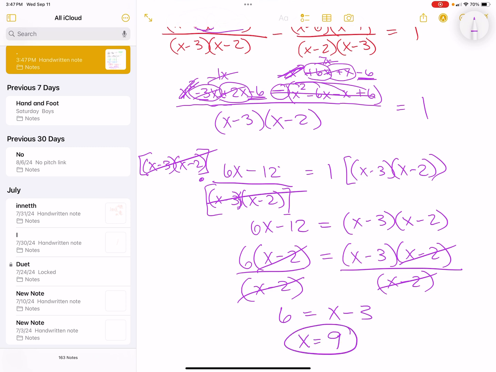Now, the book stopped like that. They went to right here, and they expanded this side out. And that ends up giving you two solutions of x equals 2 and x equals 9. But x equals 2, when you plug back into the original problem, is not a valid solution. It doesn't work out. So if you keep going in that factored form, you end up with x equals 9. So that's the final answer.